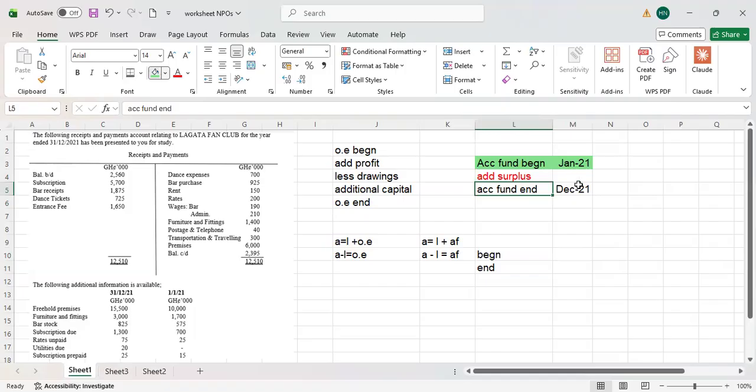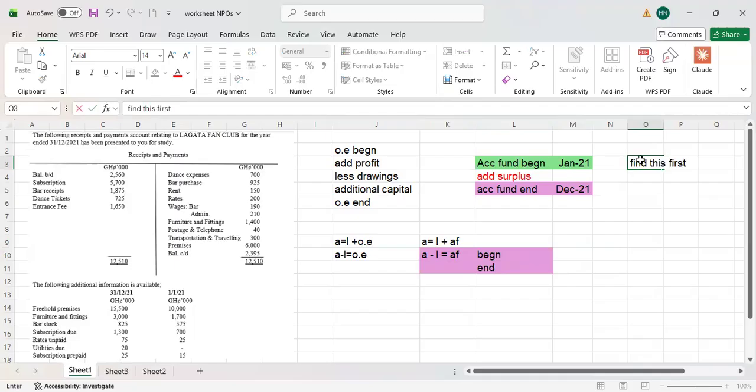All right. So it's the same concept that we saw in the earlier videos. This can go for beginning. It can also go for the end. All stemming from the accounting equation. So with this understanding, we are going to find this first. Find this first. And then you add your surplus. You work out your income and expenditure to get surplus or deficits.